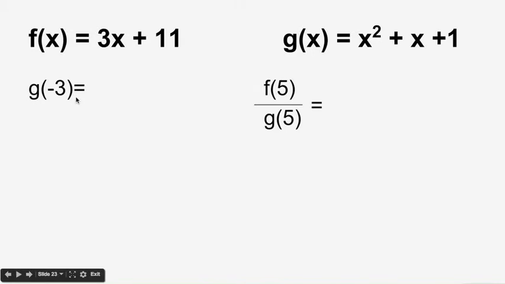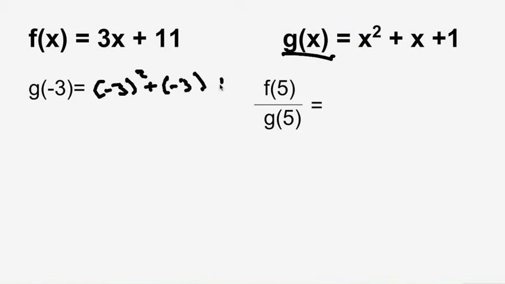So if we're given g of -3, you know it's referring to the second equation. So g of -3 would give you -3 squared plus -3 plus 1. So 9 minus 3 plus 1 equals 7.